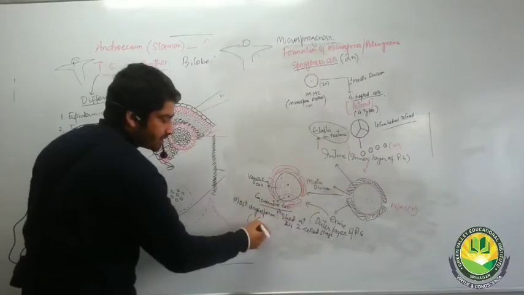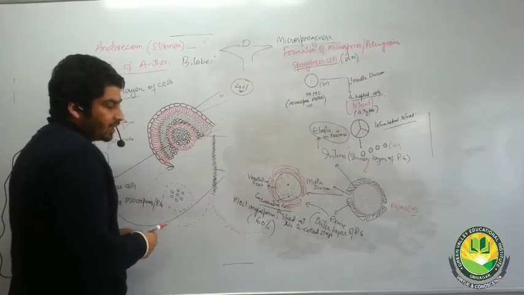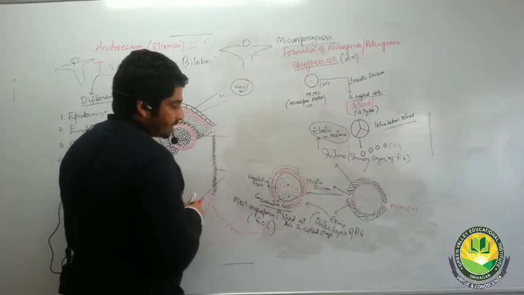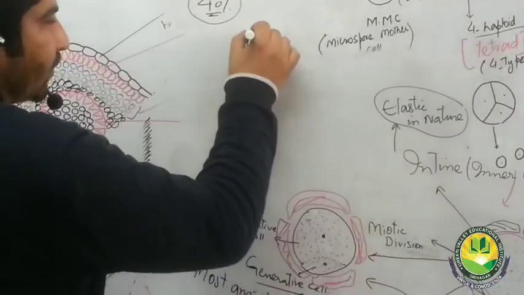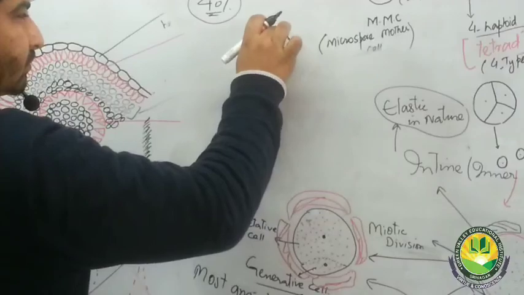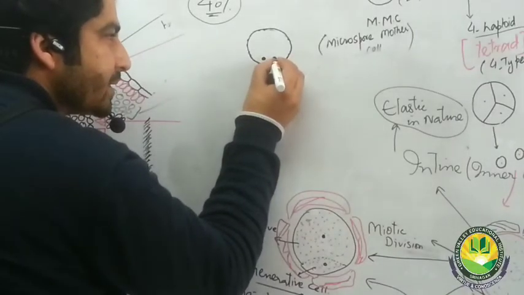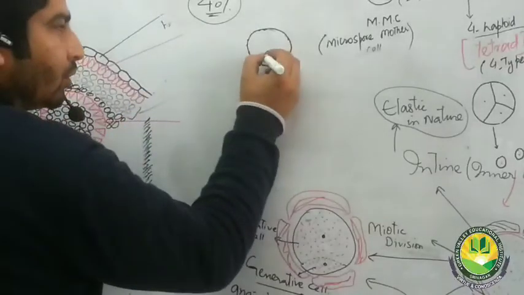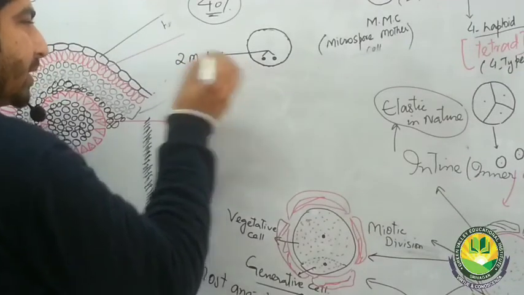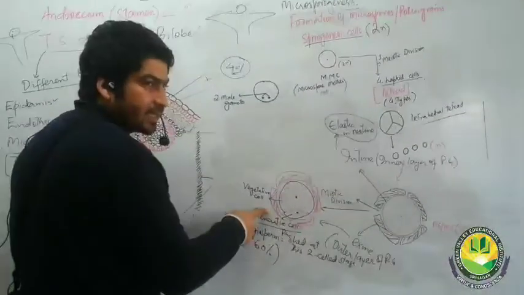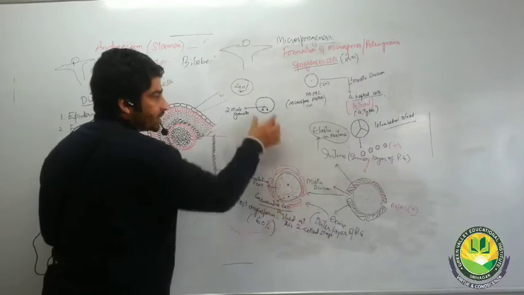This is about the 60% of the angiosperms. What about the rest, the 40% of the plants? The generative cell divides, and if this is the pollen grain, in this we are going to have this generative cell. This generative cell would divide and form the two male gametes. So what are these two? These are the two male gametes. Either it is shed at the two-celled stage, or in 40% the generative cell divides to form the two male gametes.